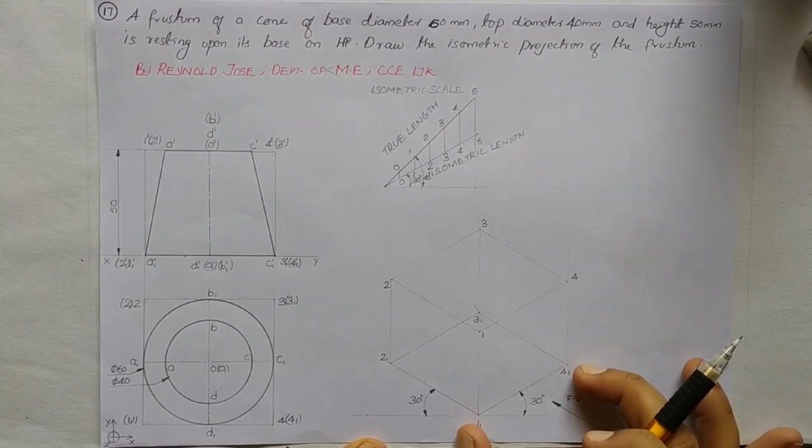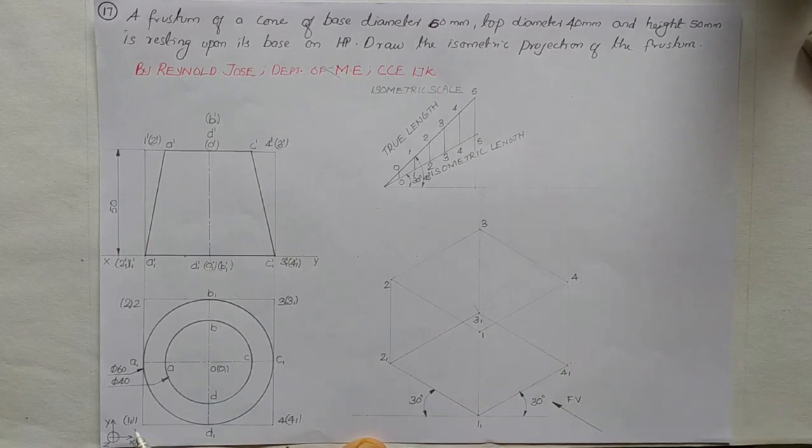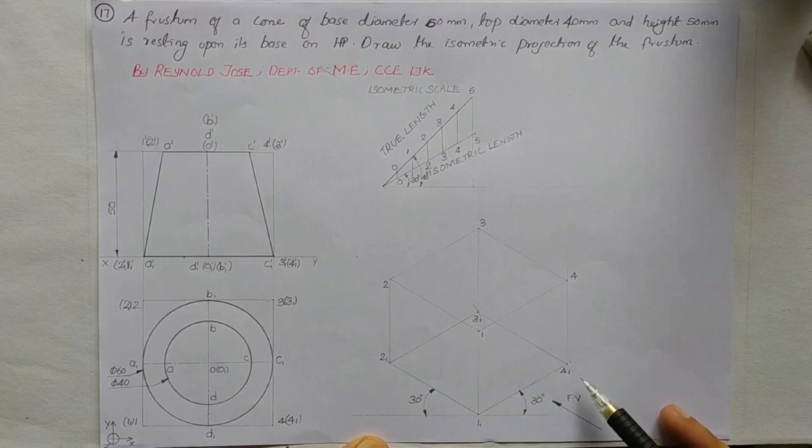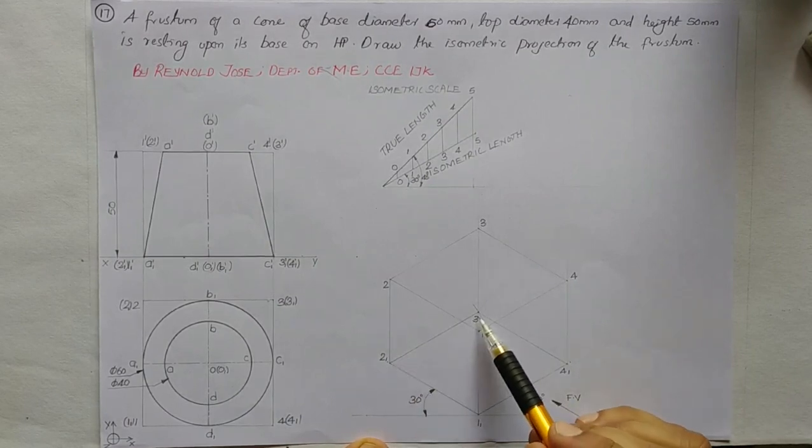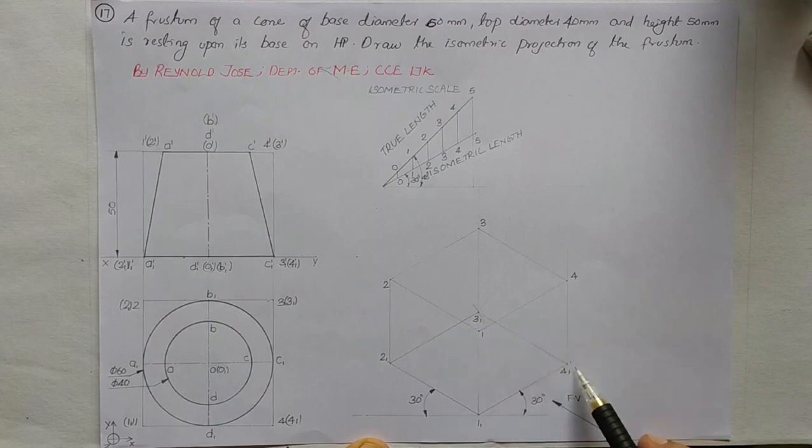This 1₁4₁ is equal to this 1₁4₁, which is the dimension. As the bigger circle is 60 mm, this dimension will be 60 mm. So this 1₁4₁ will be 60 into 0.82. Likewise this side also is 60 into 0.82, this is 60 into 0.82, and this is 60 into 0.82, because this is a square prism.